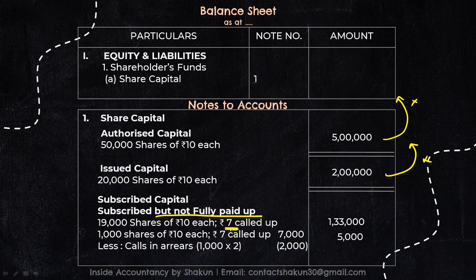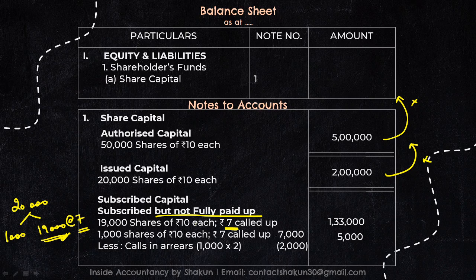Because 3 rupees of the final call were not called. Out of the total issued, that is 20,000, the calls in arrears were made by 1,000 shareholders. So that means for 19,000 we have received the full amount, but on 19,000 we have only called up 7 rupees. So even though we have received the full amount on 19,000, the company has not called up the full value. That is why this is a part of not fully paid up.